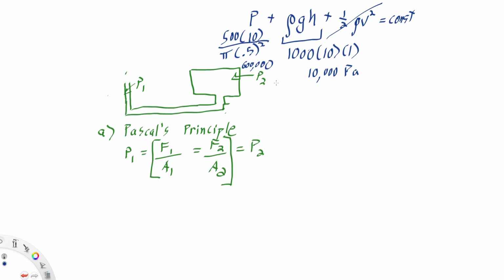So there is definitely a change in height, but the energy associated with the change in height is small compared to the energy associated with the pressure, because 600,000 is a lot bigger than 10,000. So when we add them together, 600,000 plus 10,000 is approximately 600,000. Does that make sense? Okay.